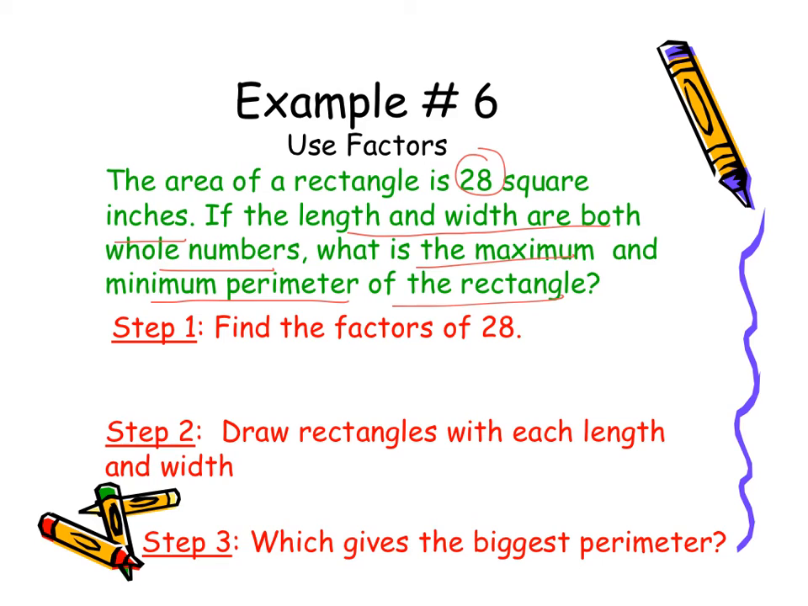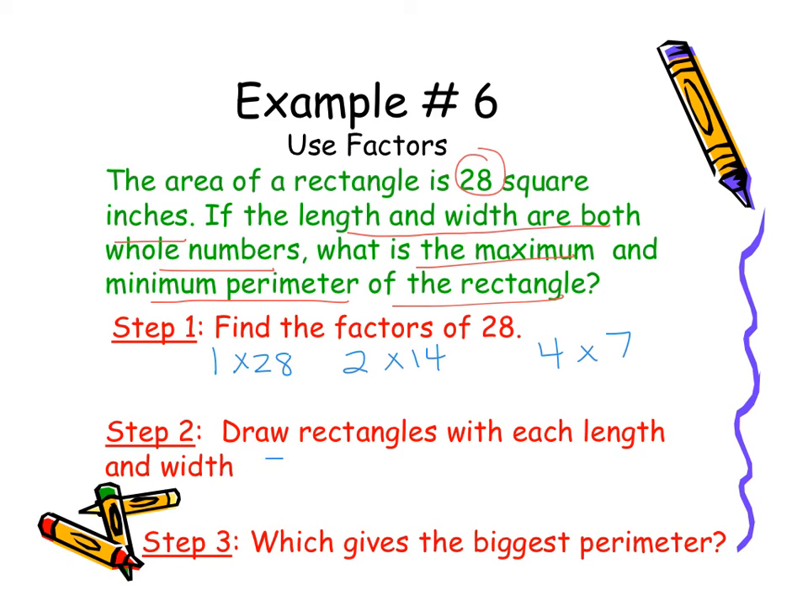So first of all, to do this problem, we have to find the factors of 28 because they're our possible side lengths since our rectangle is 28 square inches. So we have to list our factors of 28. So 1 and 28. Let's see, 2 and 14. And finally 4 and 7.